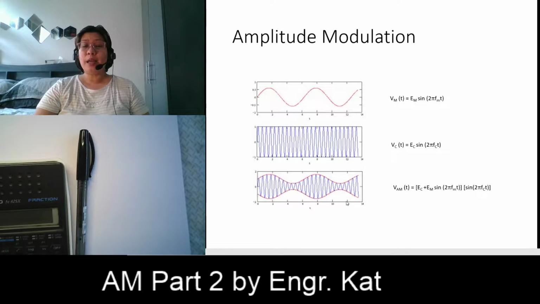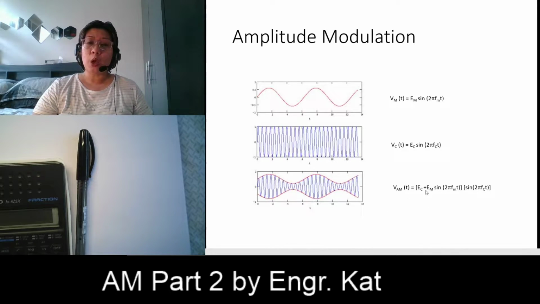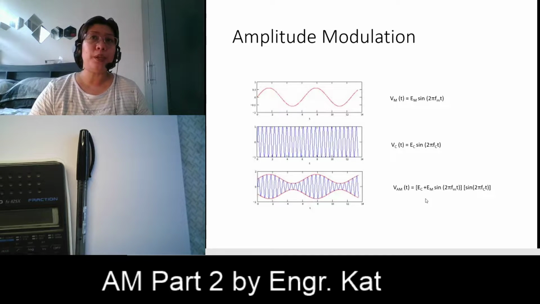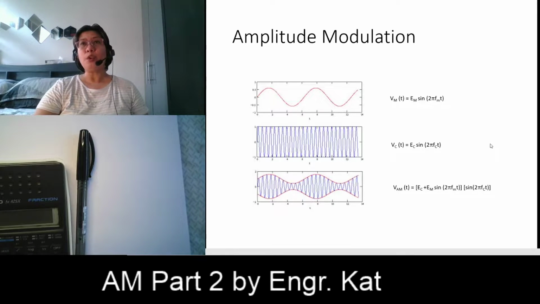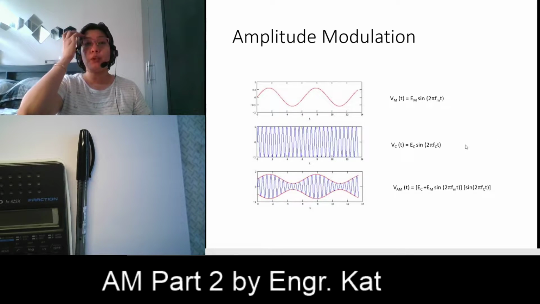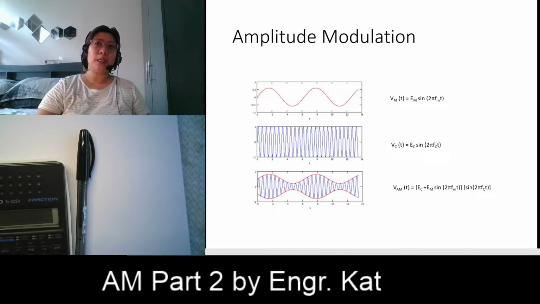Our equation for our AM is EC plus EM multiplied by sine of 2 pi FM t, multiplied by sine of 2 pi FC t. Later on, we will be dealing with this, because using this equation, we will be determining the amplitude of your side waveforms or sidebands. Usually, after passing through a modulator, we produce the sum and difference frequency, and in AM, we call these the upper and the lower sideband.